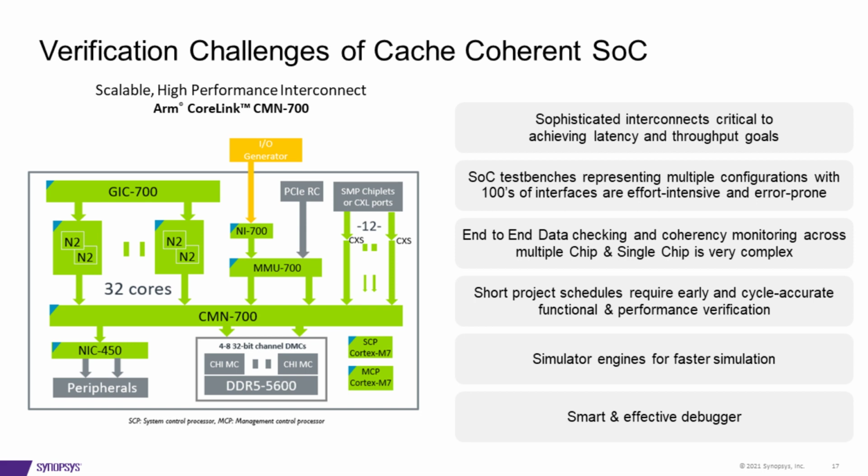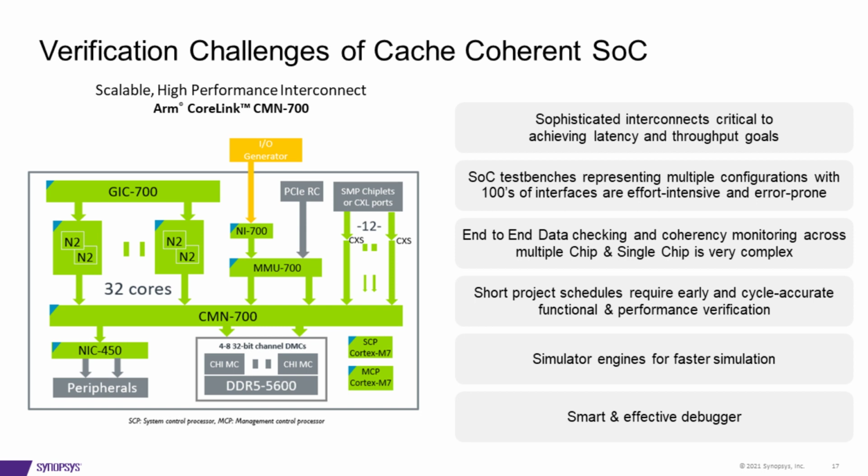Along with that, you have multiple N2s, and then there are IO coherent masters or IO coherent generators which are sitting on top of the CMN 700 through NI 700. There is traffic coming from PCI to the CMN through the MMU, and then at the south you have the NIC 450 to connect to the peripherals, and you have the memory controller. Now this is one chiplet where you have one CMN 700 and you have the CXS interfaces through which you can connect other CMN 700s to the CXL ports, or basically a C6 interface.